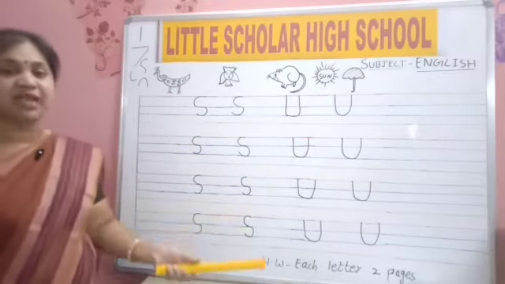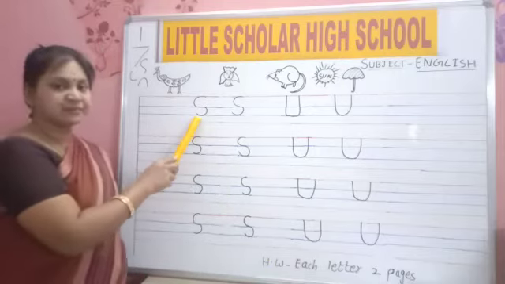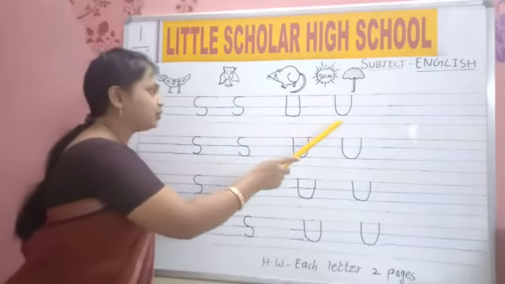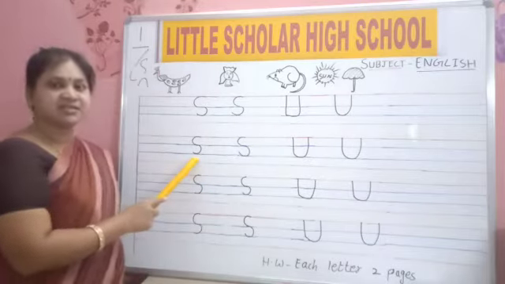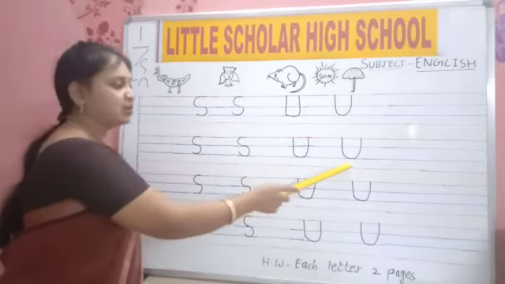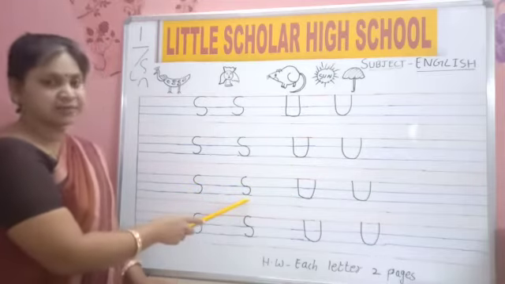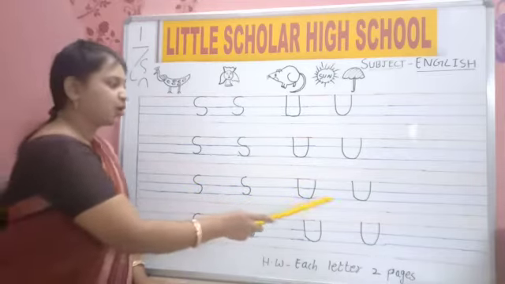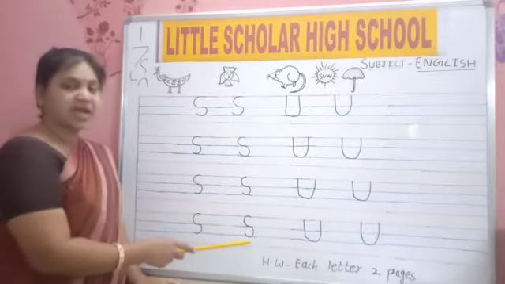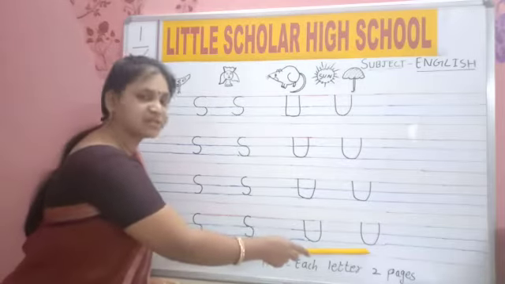These all are what? Capital letters, big letters we are learning, children. See, yes, U, U. Yes, S, U, U. Capital S, capital S, capital U, capital U.